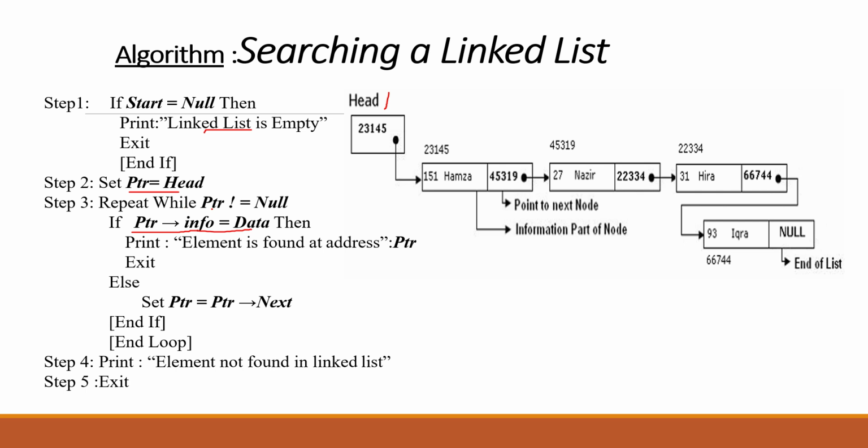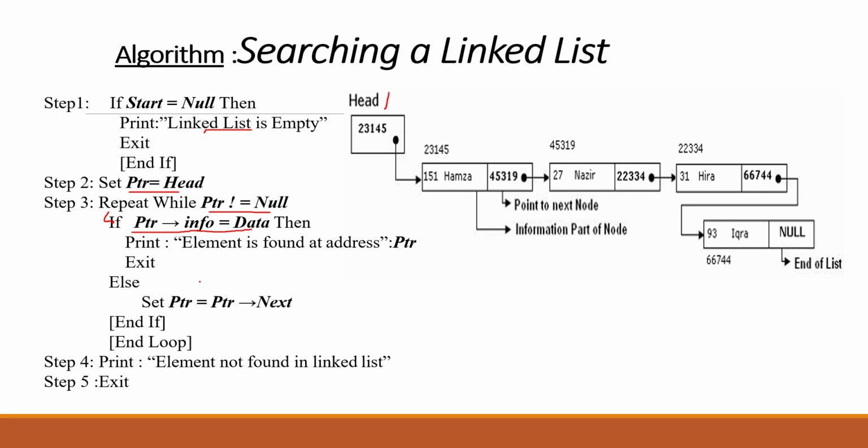While pointer is not equals to null, this procedure will traverse the whole node until the pointer is equals to null. If this condition is true, it comes to the body of the loop and it checks the condition. If pointer info is data, this is a comparison statement, and it checks the required data that we want to search with the pointer information part, where the pointer points the node. If element is found, it will return the pointer or the address of that particular node and exit.